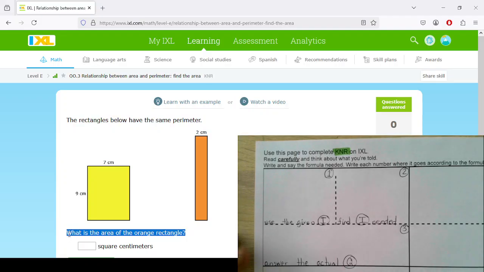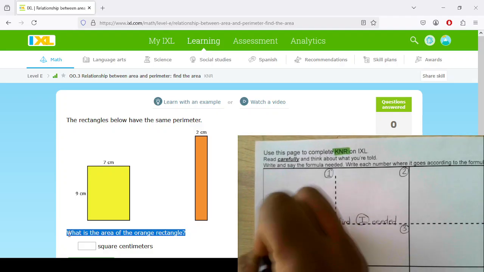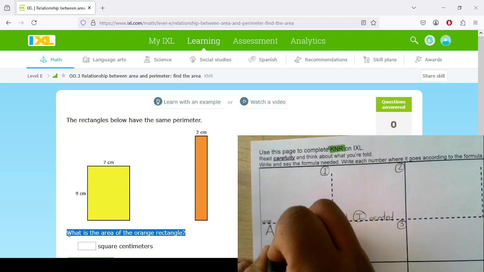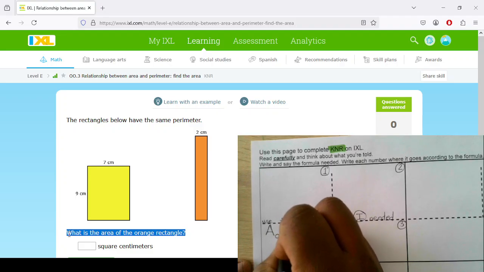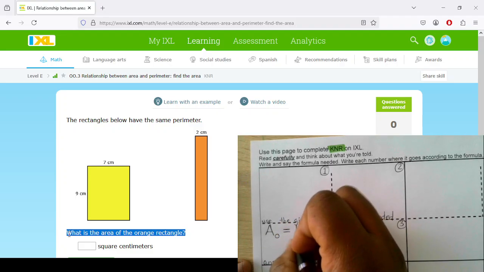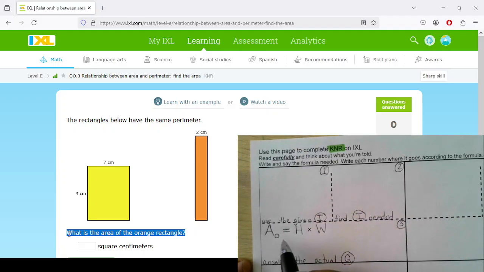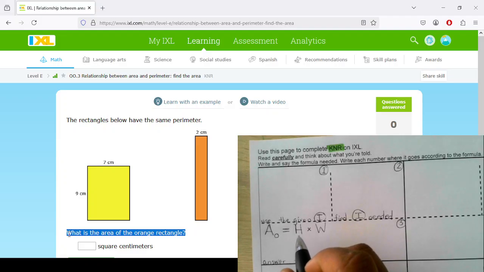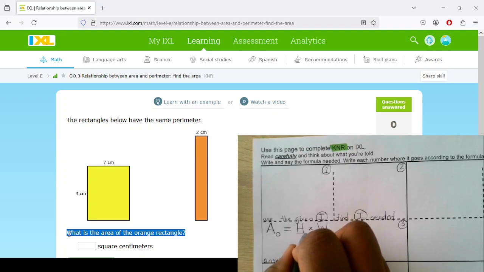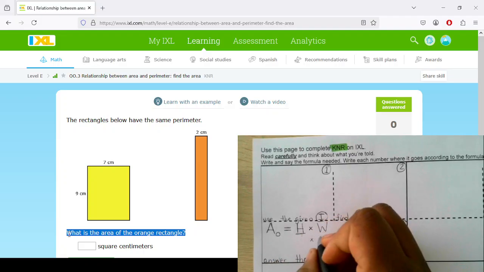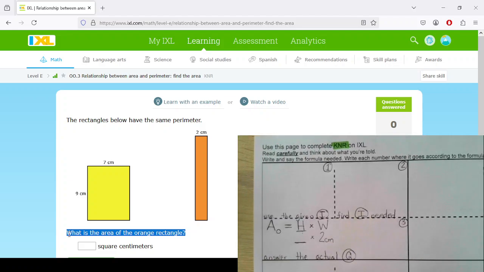What is the area of the orange rectangle? So I have two rectangles, and I'm asked about the area of the orange rectangle. So I'm going to use a capital A with a little O next to it for orange. The area of the orange rectangle is calculated by the height dimension multiplied by the width dimension. And right now, in order to calculate the area of that orange rectangle, I need to know the height of it and the width. I only know the width dimension. I only know that width is 2 centimeters. And I don't know what to multiply it by.